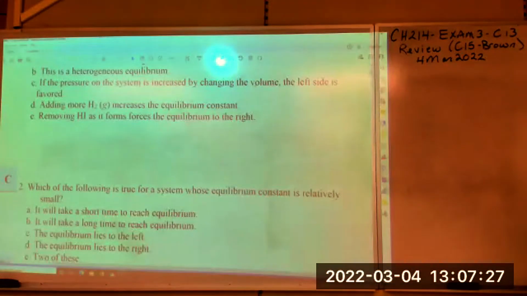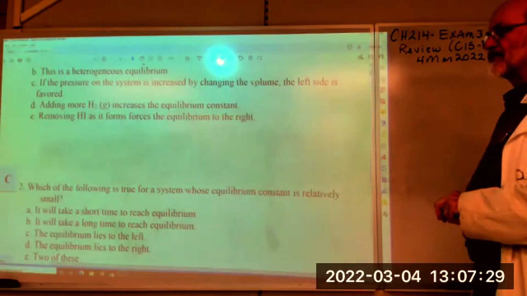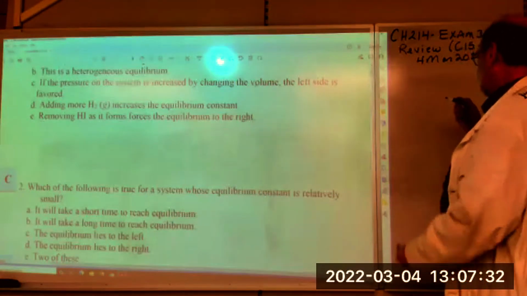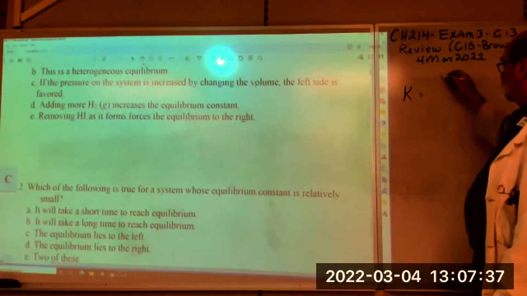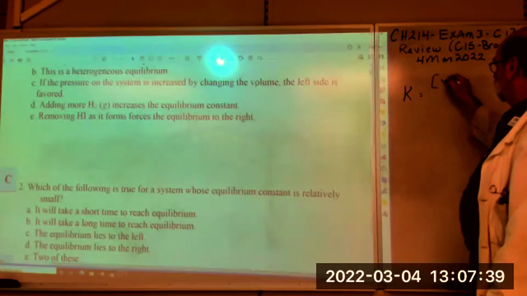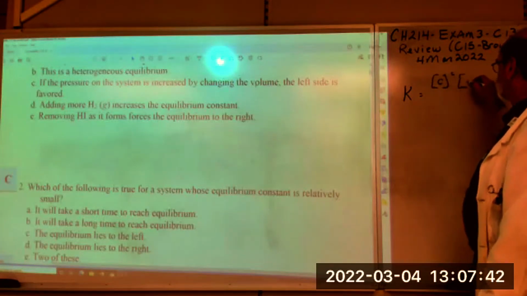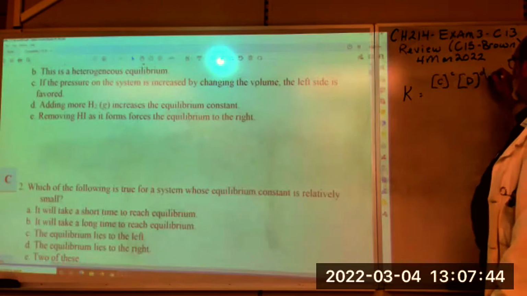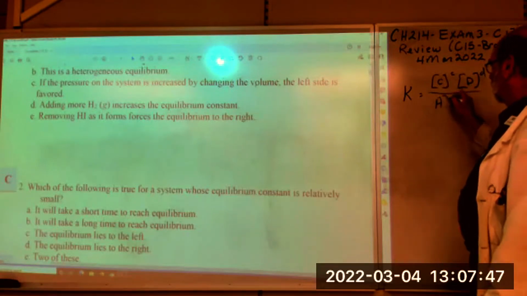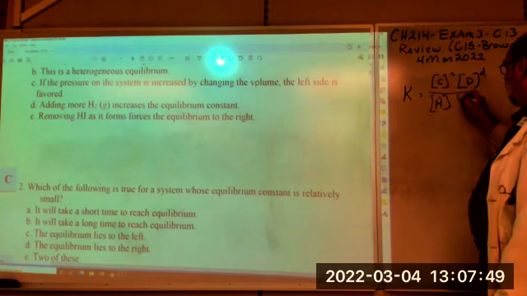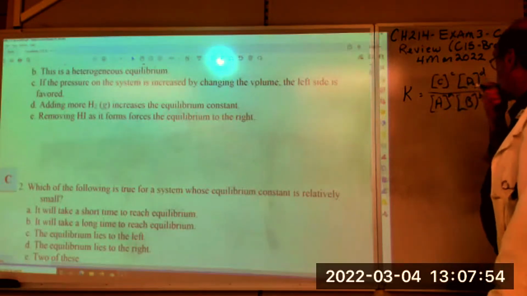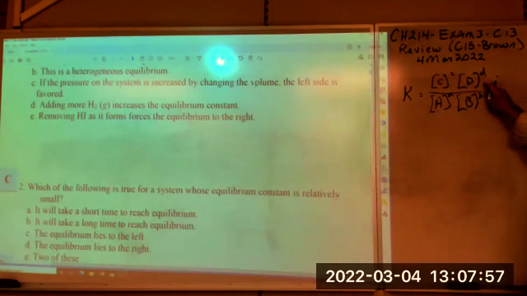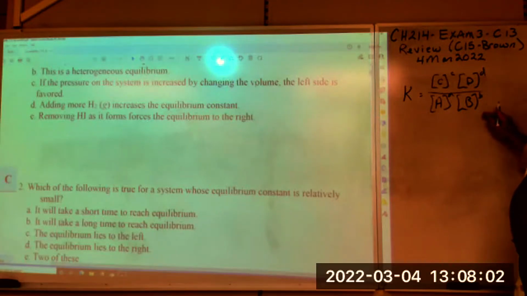Which of the following is true for a system whose equilibrium constant is relatively small? So remember that equilibrium constant is our generic equilibrium constant: products on the top, reactants on the bottom. So if it's really small, that means you have a very small amount of product. Most of it stays as a reactant.